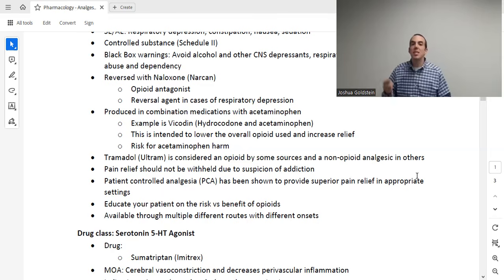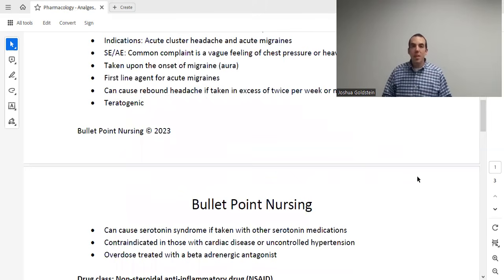It also decreases perivascular inflammation, again, decreases the space that we're using up there so that the brain is not getting pushed on. This medication class is used for acute cluster headaches as well as acute migraines. A common complaint that patients get with this medication is that they feel heaviness on their chest. That being said, this medication is very common. It's relatively safe to use.